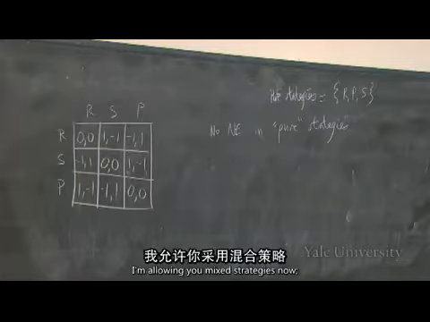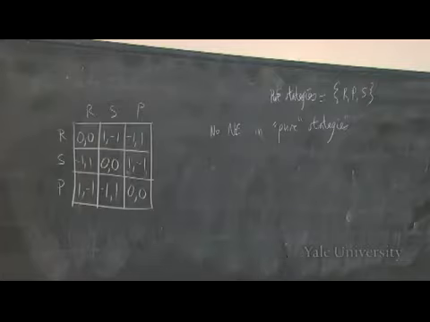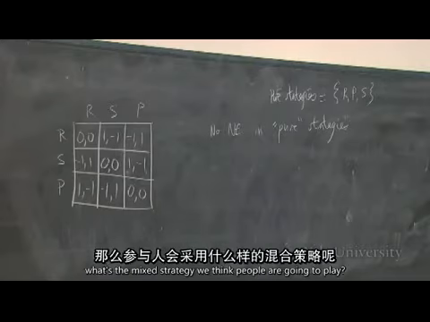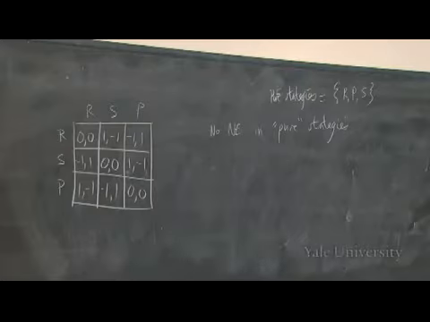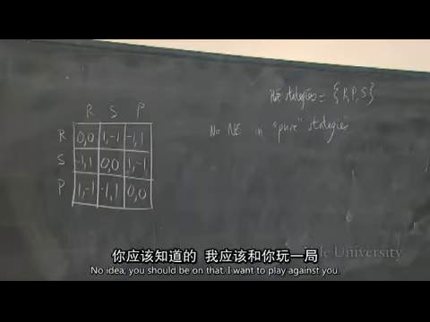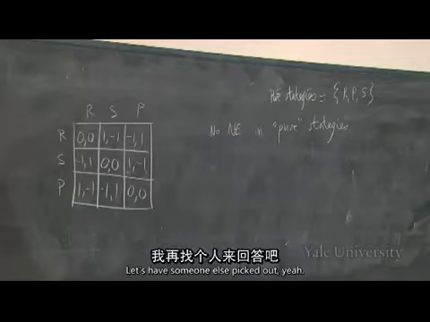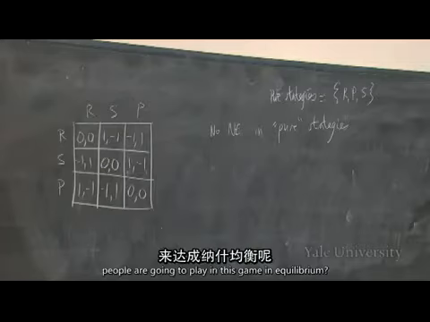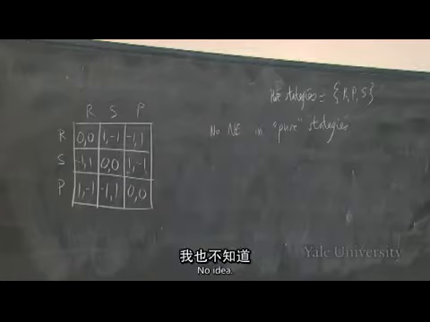I'm allowing you mixed strategies now, so I'm allowing you to randomize. If I allow you to randomize over your pure strategies, I'm allowing you to play mixed strategies. What's the mixed strategy we think people are going to play here? No idea? You should be able to. Let's have someone else pick out. What do we think is likely to be the mixed strategy people are going to play in this game in equilibrium? No idea?